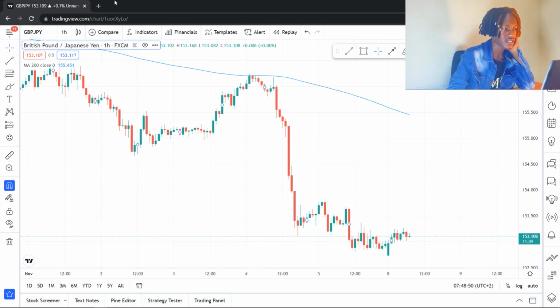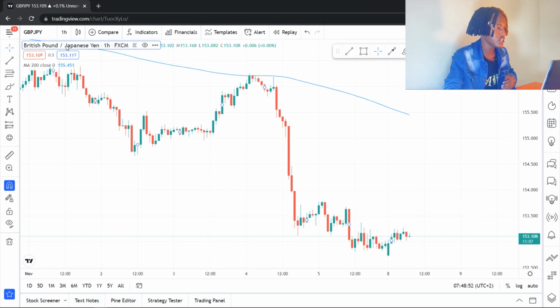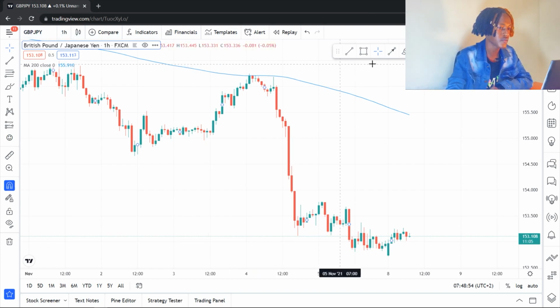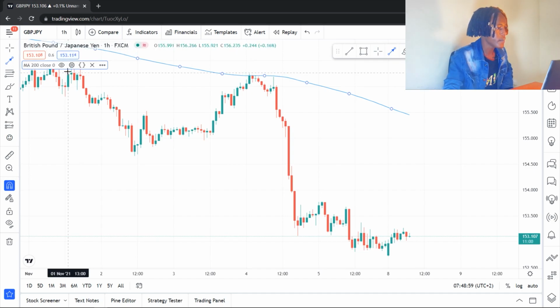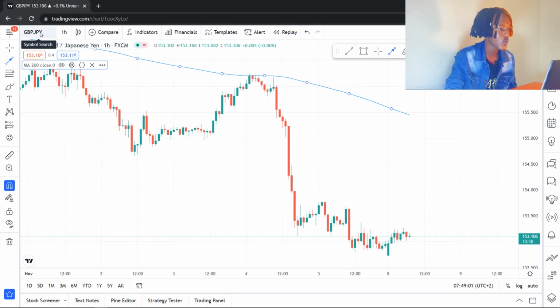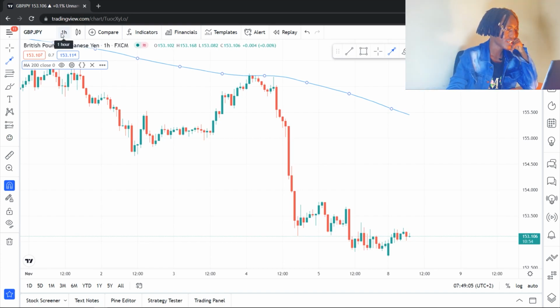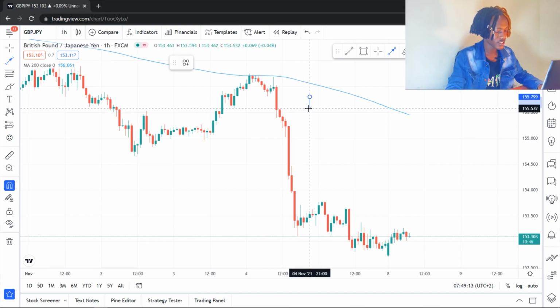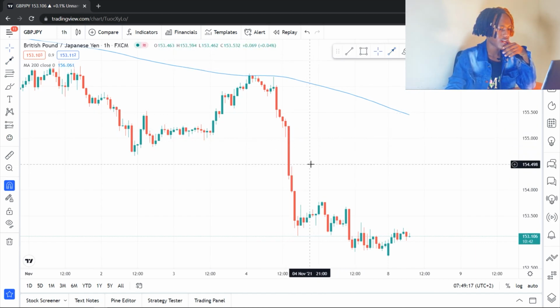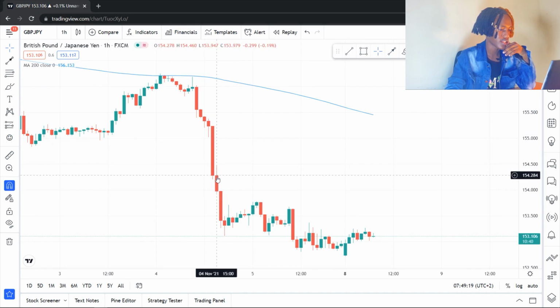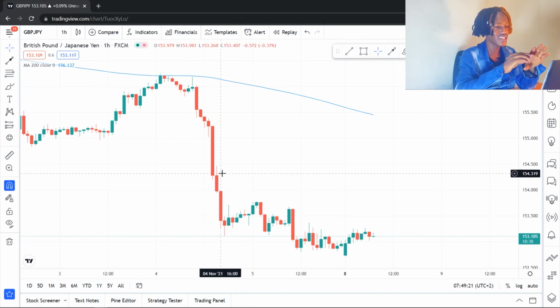As you can see, currently I'm on GBP JPY. We are going to be looking at GBP JPY on different time frames and see what happens exactly. We are currently on H1. It means it takes 1 hour for each candlestick to form. So you can see one candlestick, another candlestick, another candlestick. This is just an easy concept.